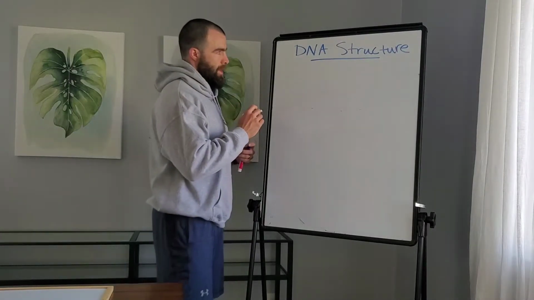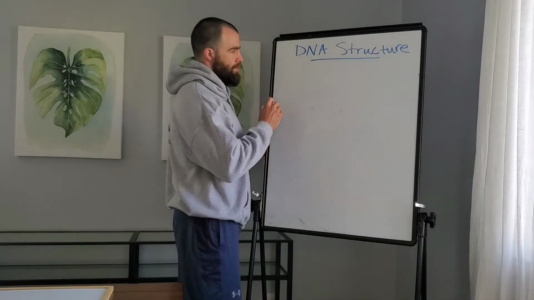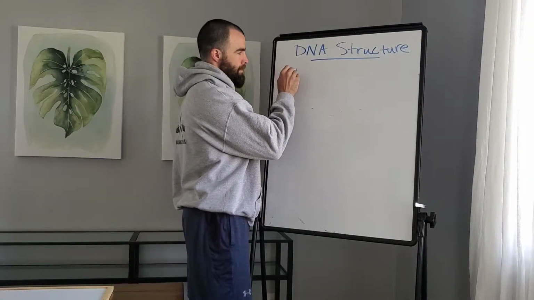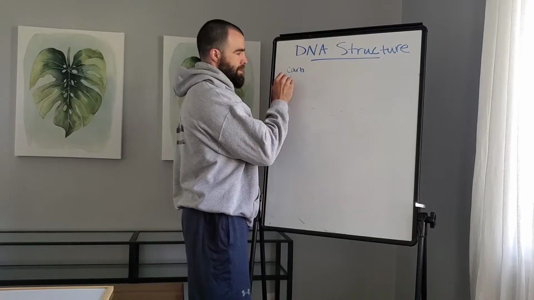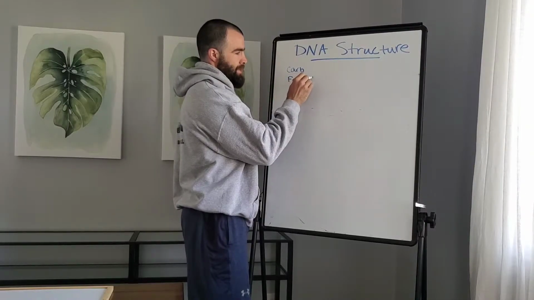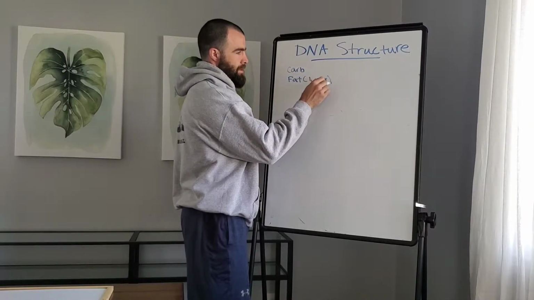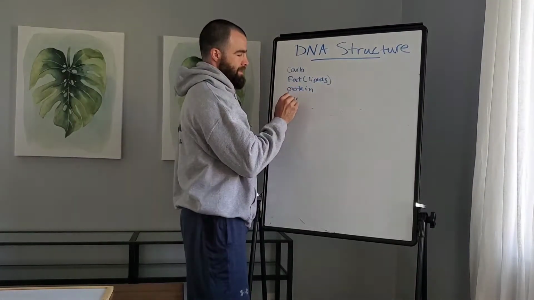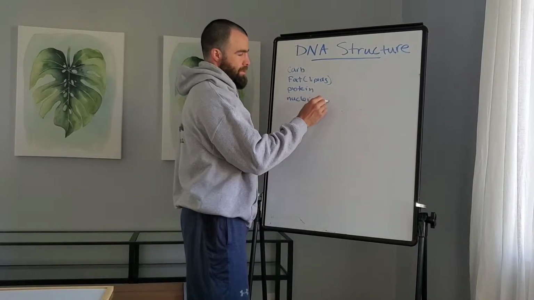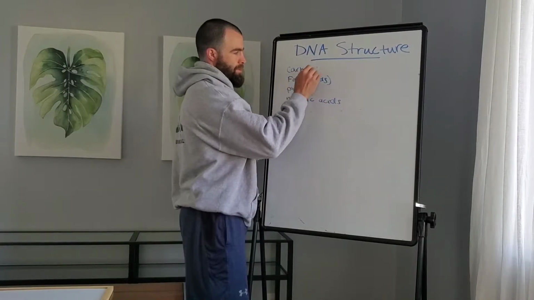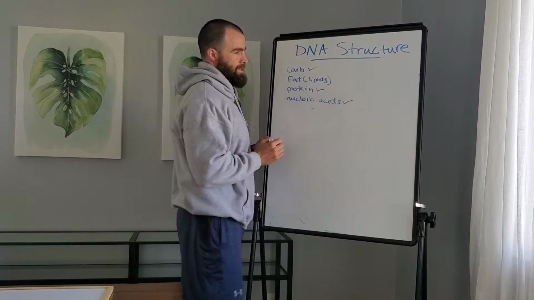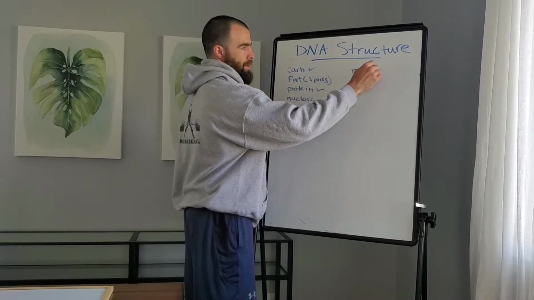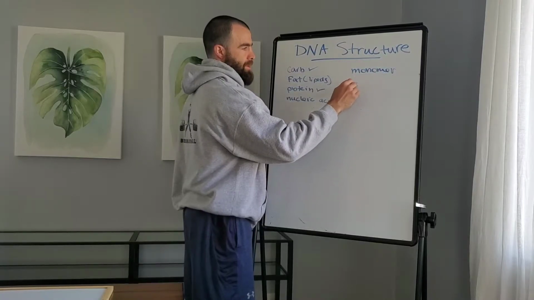So the four different macromolecules are carbs, carbohydrates, fats, these are your lipids, protein, and then nucleic acids. The carbs, proteins, and the nucleic acids, they all have something that's known as a monomer and a polymer unit.